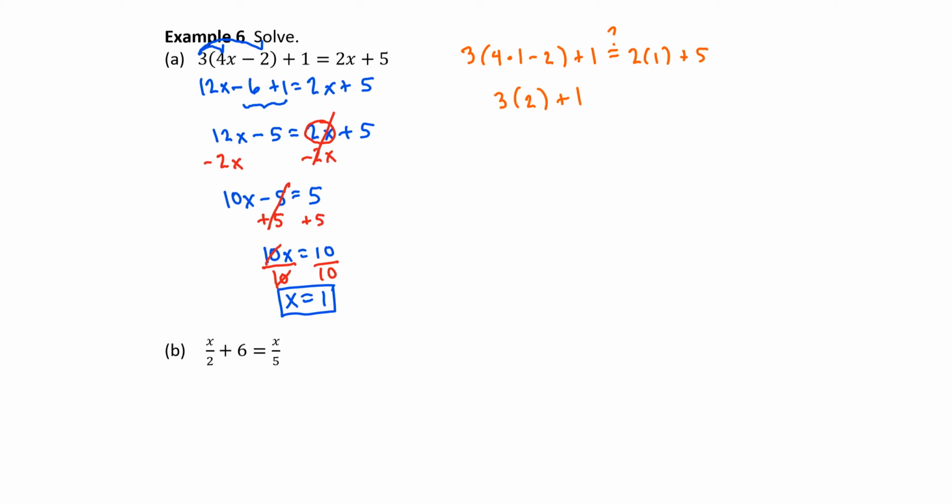Now at this point, I don't really want to move anything from one side to the other. I just want to evaluate both sides according to the order of operations and make sure that I get a balanced equation. So notice we do get 7. 7 equals 7. So that shows that we have a balanced equation when x is equal to 1. So the solution to the equation is x equals 1. This just shows me that 1 causes the equation to be balanced.